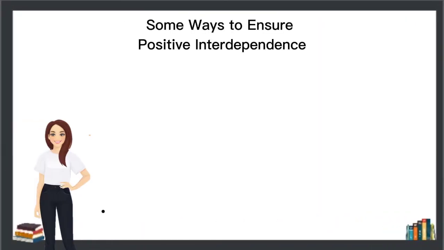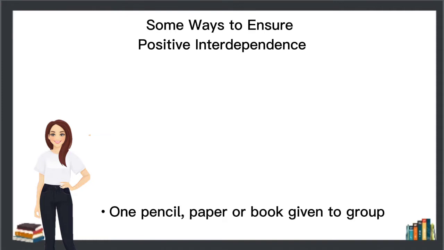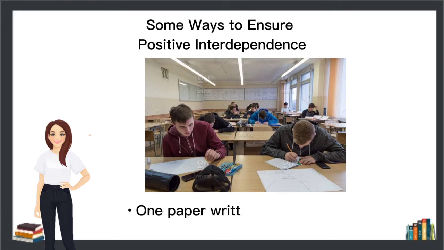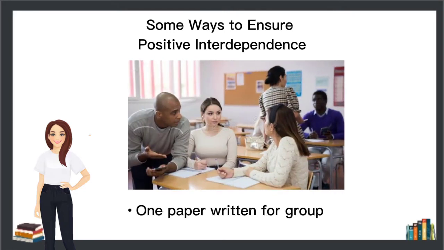Some ways to ensure positive interdependence. First, one pencil, paper, or book given to group. This means that each group will be given a pencil, paper, or book so that they can start making their assigned tasks. Second, one paper written for group. This means that each group consists of one paper for their answer.